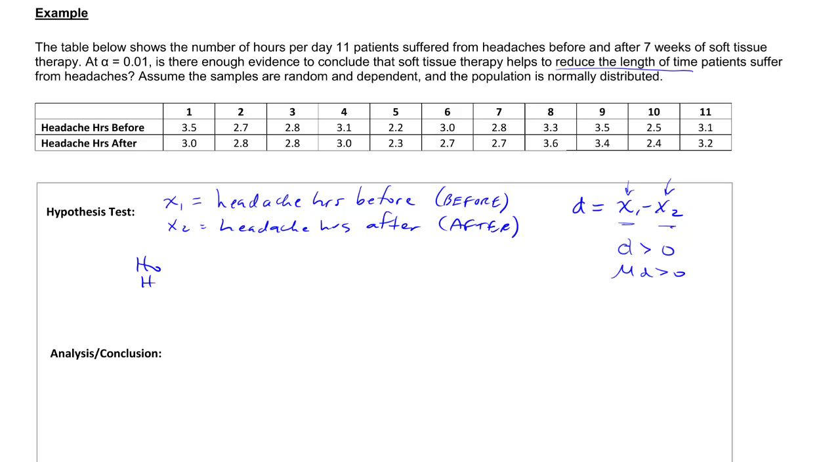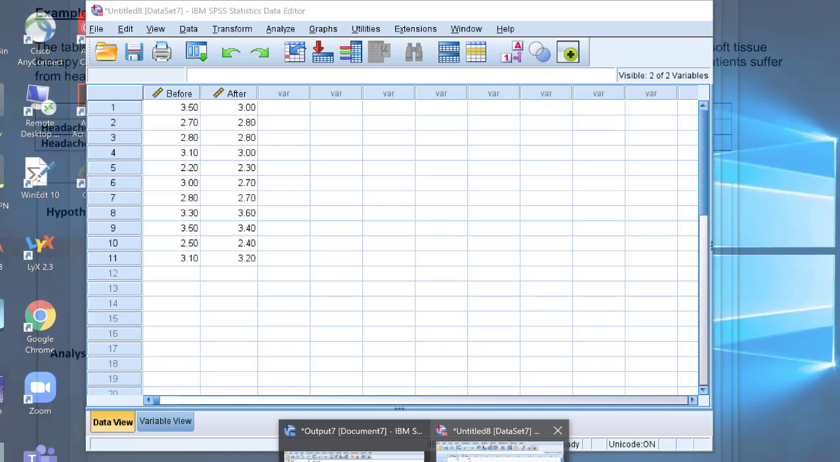So let's set up our hypothesis test here. So mu D greater than 0 is our claim, and our null hypothesis is mu D less than or equal to 0. And we have an alpha of 0.01. Okay, so let's go to SPSS and put all this in.